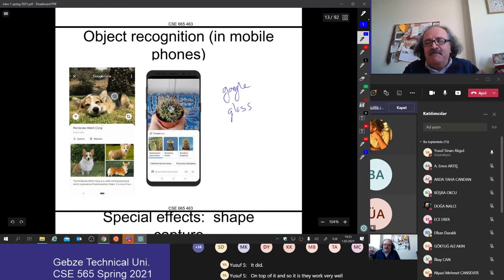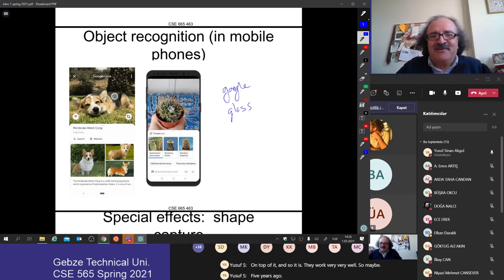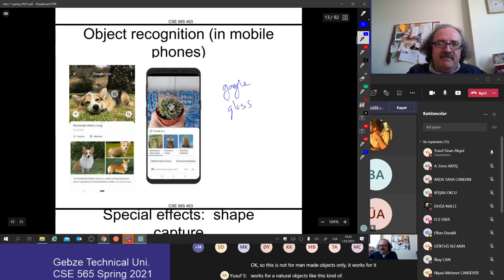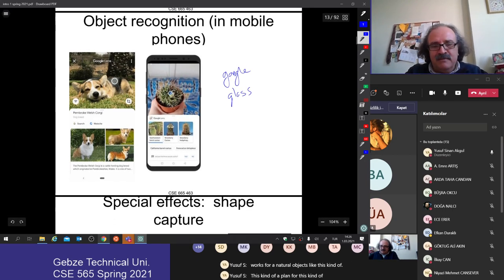So maybe 5 years ago, 7 years ago, this kind of an application would have been called impossible. Okay, so it is not for man-made objects only. It works for natural objects like this kind of a plant or this kind of a pet animal. Okay, so these are some interesting applications of computer vision.